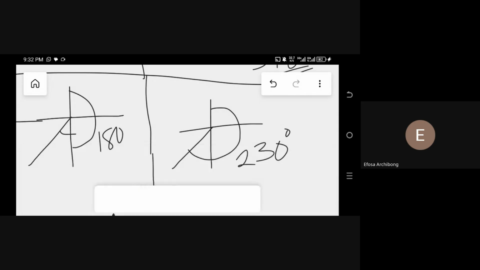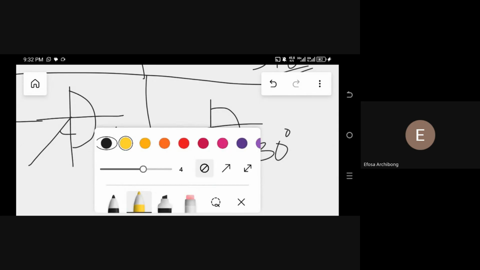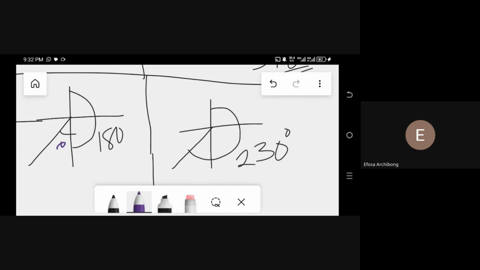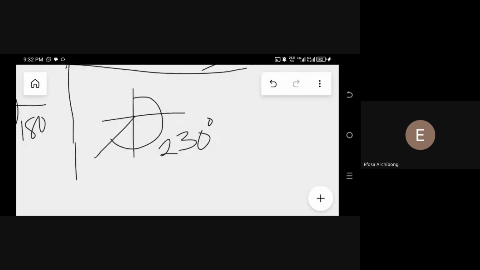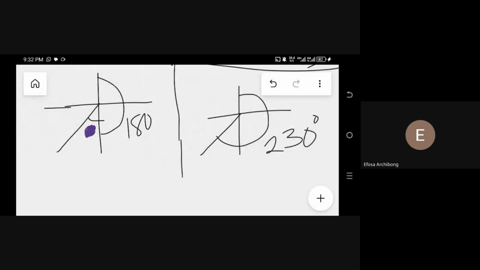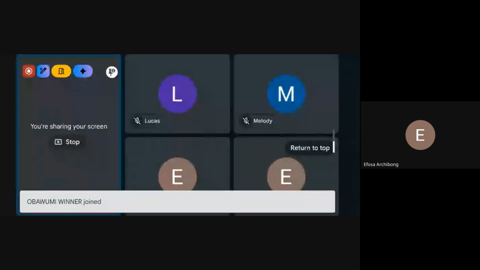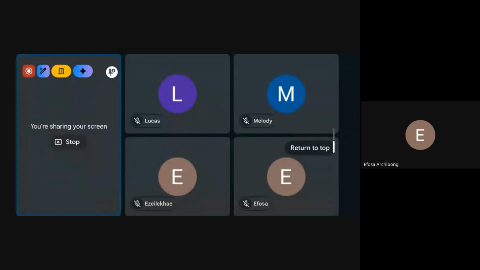Let's mark that part purple. What is this purple? What is this other small angle that made this place, to the complete stop, 230, whereas only north to south is 180? What is this extra small angle that was added to 180 such that we have 230 degrees? Lucas, let's come to you. Lucas, what is that other small angle?